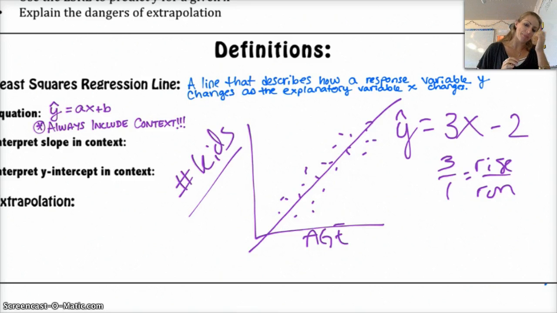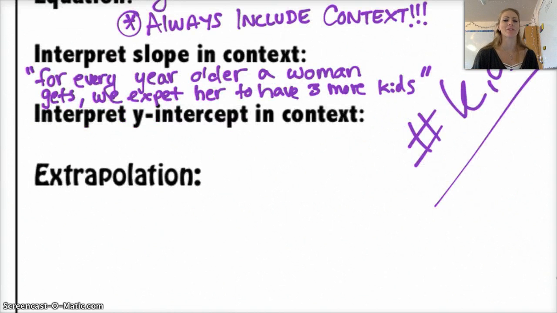But as a woman's age increases by 1 year, we expect the number of kids that she has to increase by 3. Now, keep in mind that I have used the word expect, or we predict, right? So you need to use the term prediction or expect or estimate or something to indicate that it's a prediction, not an exact value. So I'm going to write that out. Okay, so given my example of my numbers, this doesn't actually make sense, but you get the idea.